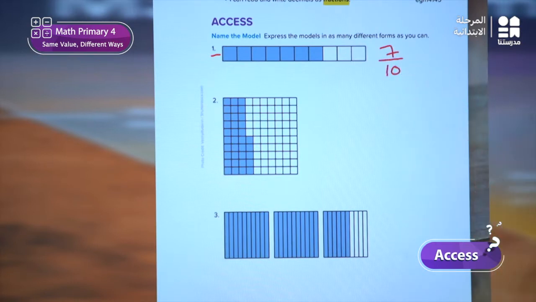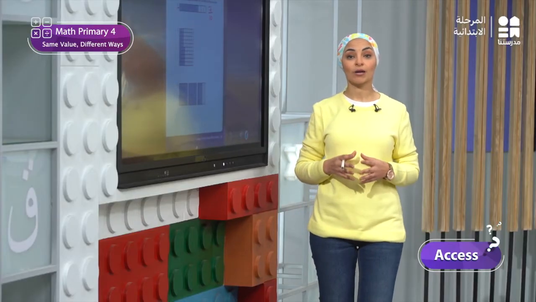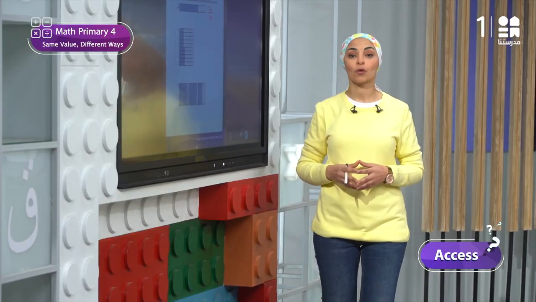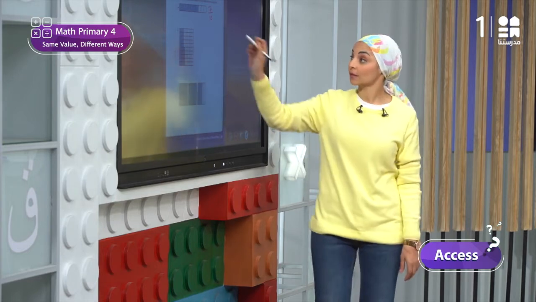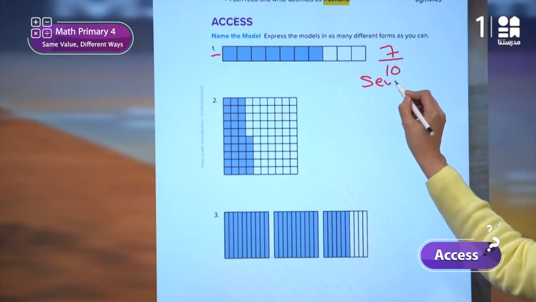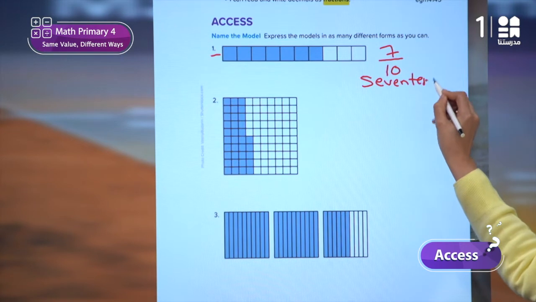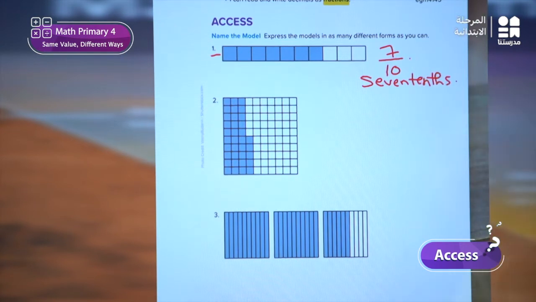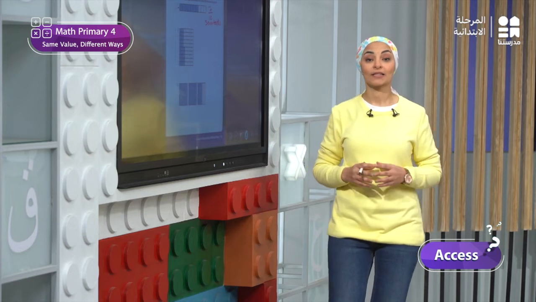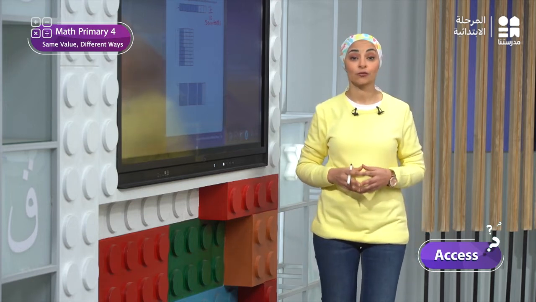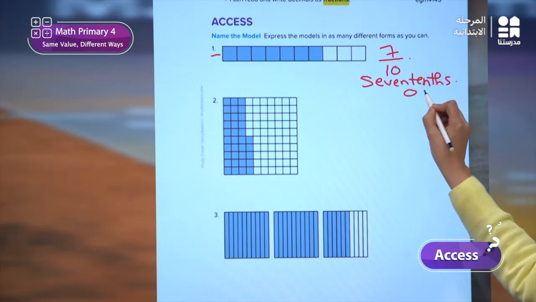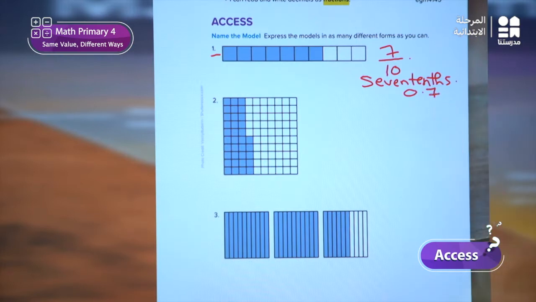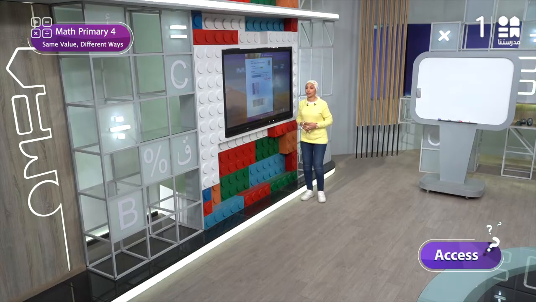7 out of 10. طيب لما كتبتها 7 over 10 this is a fraction. طب لو أنا عايزة أكتبها in word form I will write it 7 tenths like this 7 tenths. يبقى 7 10 as a fraction, 7 tenths as a word form. طيب لو عايزة أكتب this one as a standard form it will be 0.7. Right? Okay, let's move to the second problem.